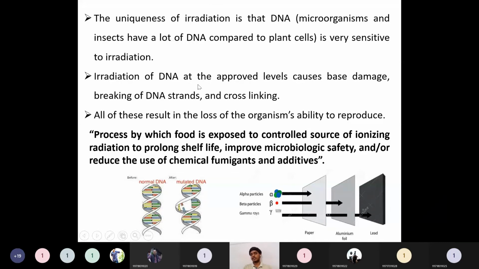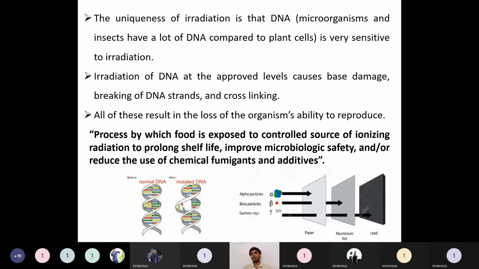So irradiation of DNA at approved levels causes base damage, breaking the DNA strands and cross-linking. These strands will be broken, and due to these strands they are cross-linked with each other. When these strands are broken, there is no cross-linking. There is a long-term mutation in the DNA. Then all this results in the loss of the organisms' ability to reproduce. They cannot reproduce, they cannot multiply themselves.